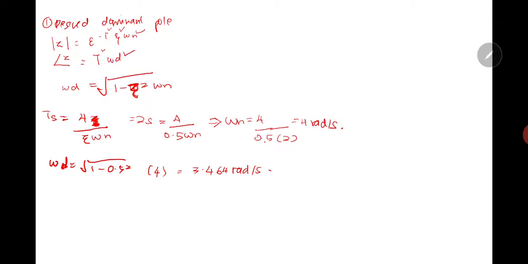So we have enough information to calculate z. Substitute for z: the magnitude equals e to the power of negative T zeta omega n, where T is 0.2 given, zeta given as 0.5, and omega n we have just calculated equals 4. And the angle of z is T given, multiplied by omega d we have just calculated. By right you should get all these values.